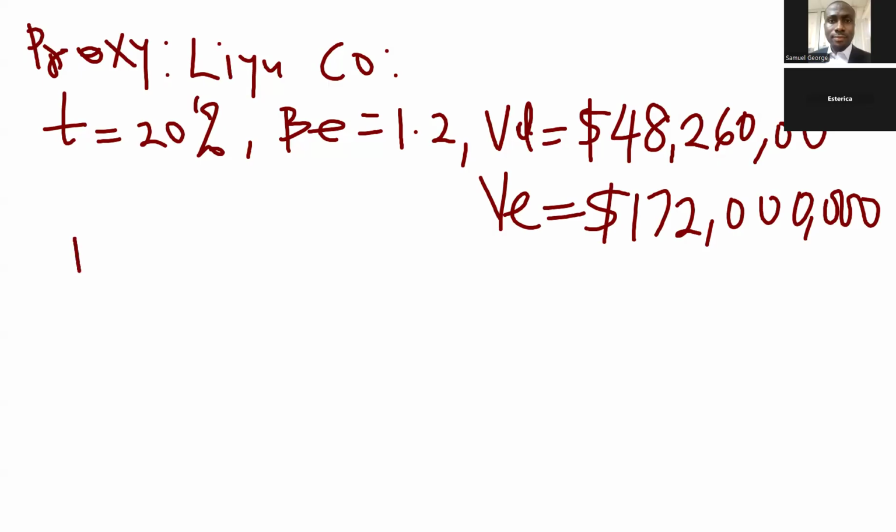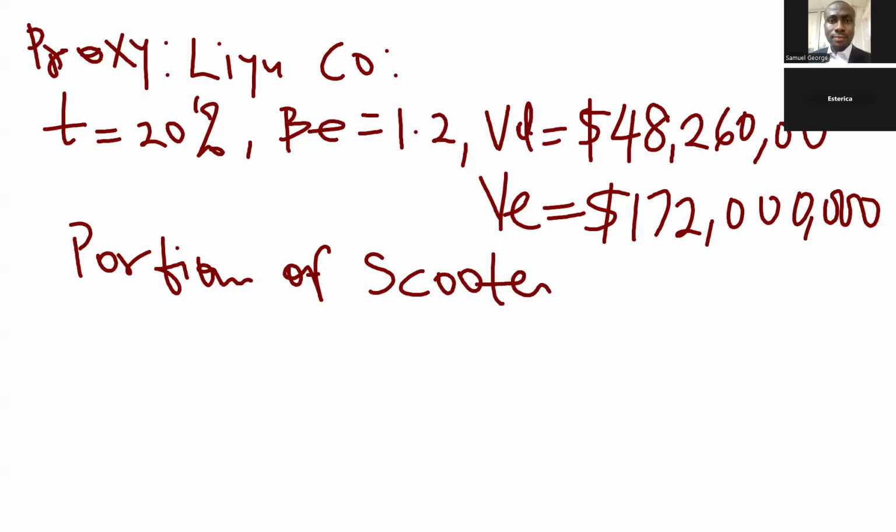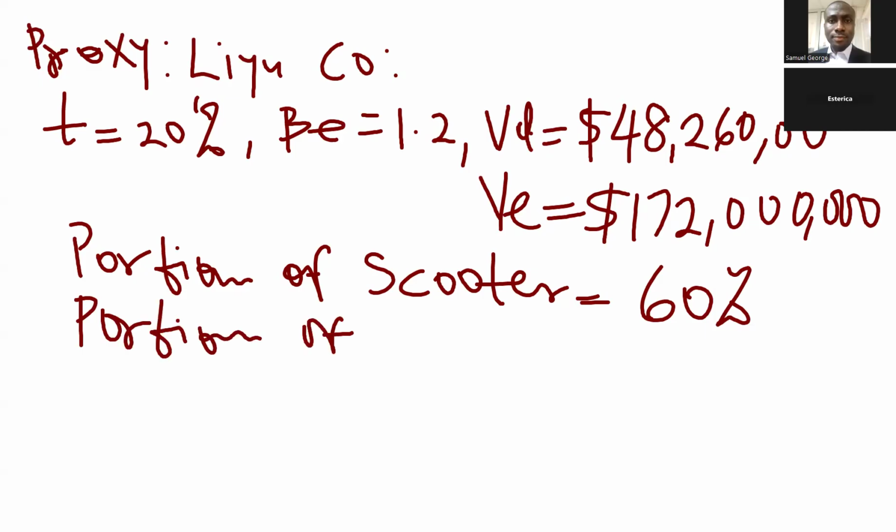Then what else do we have? We have the portion of scooter. According to the question, the portion of motor scooter in Liyuko's business is 60%, while the remaining 40% is for wind farm. The portion of wind farm is 40%.